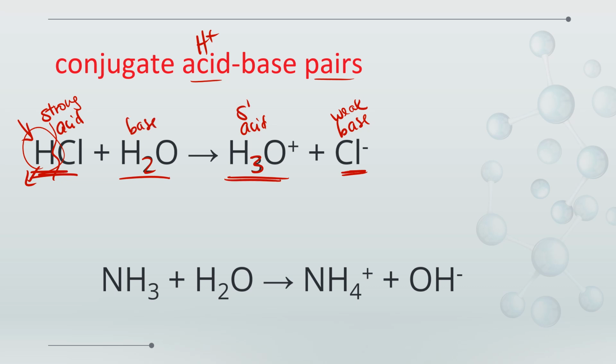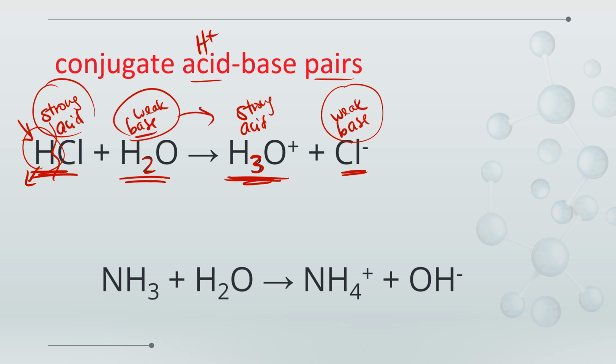Hydronium is a strong acid. Water is a weak base. Hydronium is really good at giving away that hydrogen ion. Water is not so good at wanting to take it. So again, we're going to have one strong and one weak in each pair. If I have a strong conjugate acid, its conjugate base is weak. If I have a weak base, its conjugate acid is going to be strong.